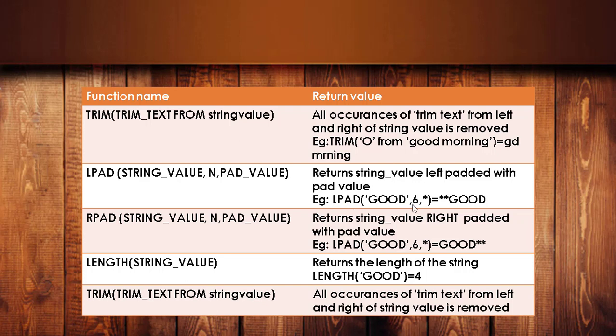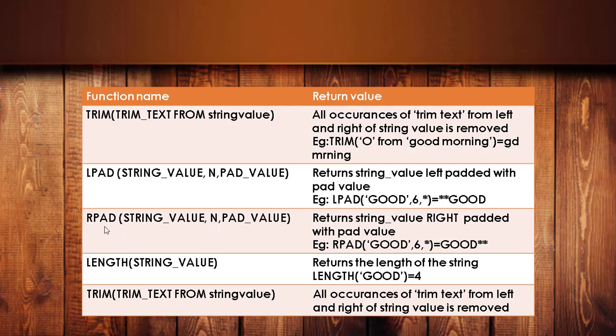Lpad good, comma 6, comma asterisk. So asterisk is a value that has to be added to the good. So 6 characters should be there in the output along with this asterisk. That is, the padded value asterisk will be added to the left side of the word. Already 4 characters are there, so 2 more characters, that is asterisk, will be added to this word and the value will be padded with the asterisk and the whole word will have 6 characters.